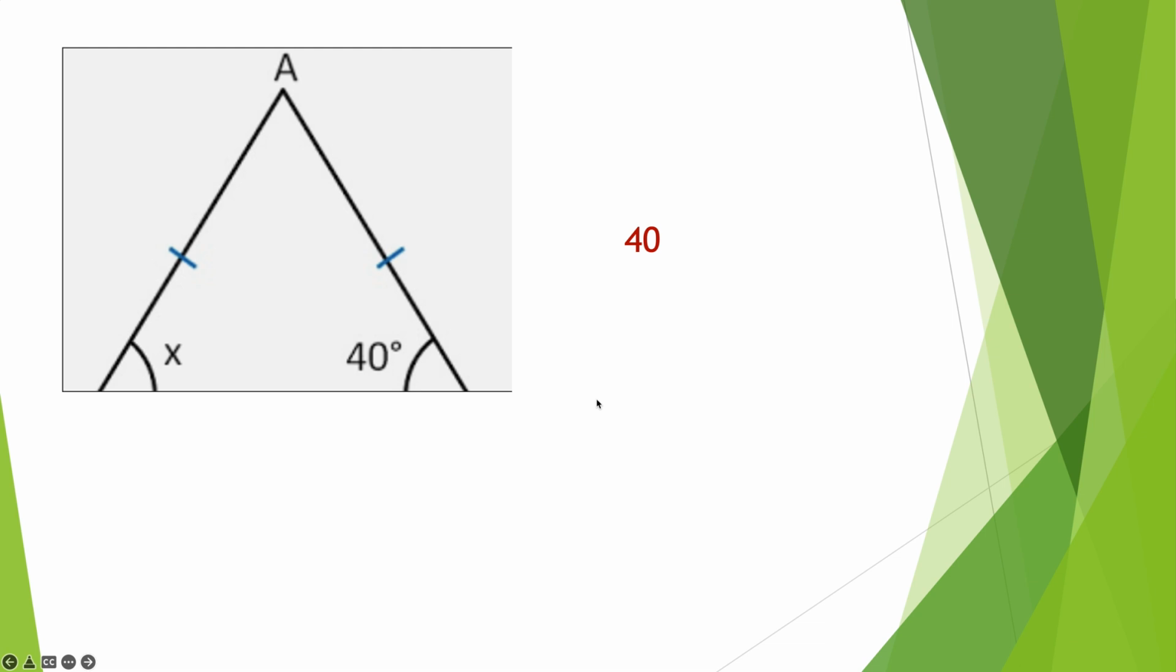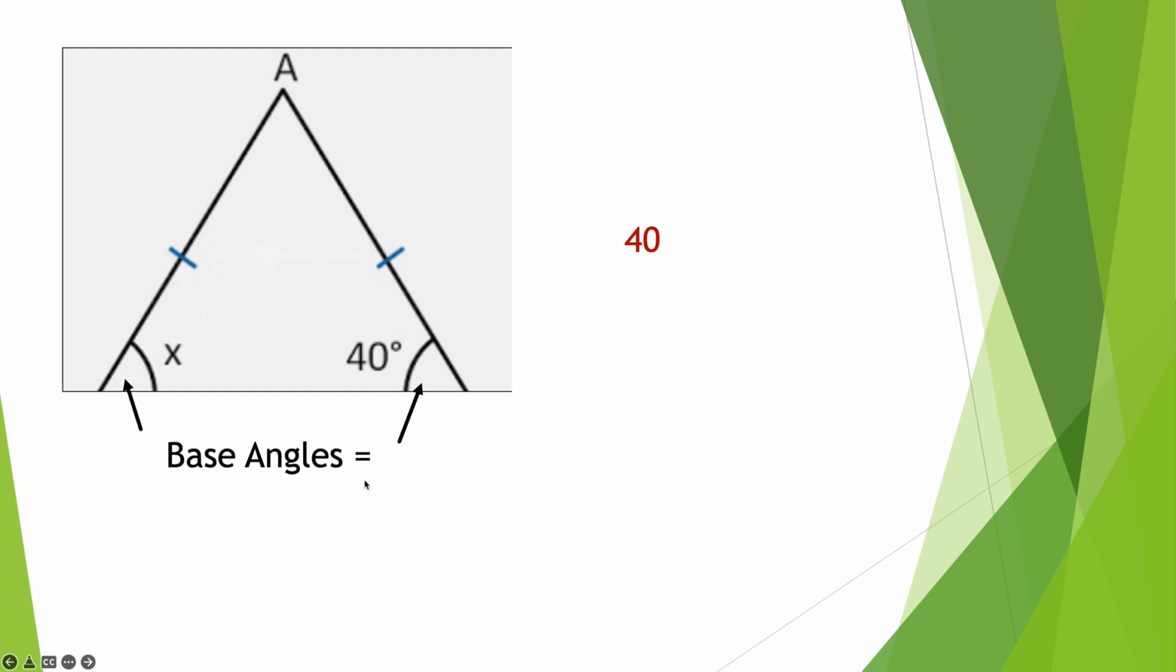So it asks us to find x here, and for some reason this wasn't animated, but the x has to be 40 degrees. The emphasis here is that these markings in blue show that those are the two legs of an isosceles triangle, which means that the legs are equal. So the angles across from those legs, the base angles, are going to be equal as well.